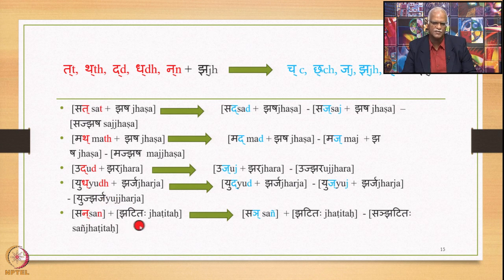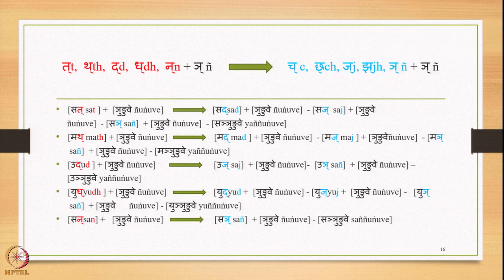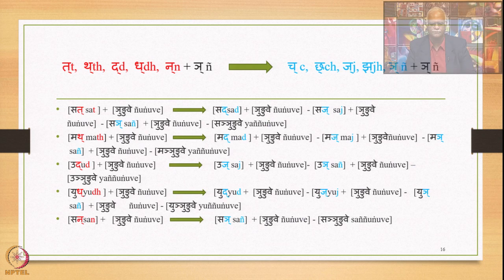Similarly, sai plus jhatitaha. This is an example of sandhi between two padas, san plus jhatitaha. And so we get na substituted by ya. So we have sai plus jhatitaha, sai jhatitaha. And finally, we have tatha dadhana followed by ya, and the output generated is chacha jajaya followed by ya.